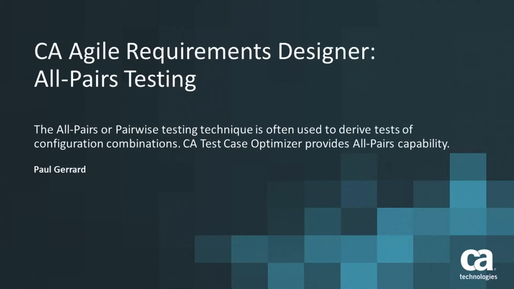Hello again. A common problem facing testers is how they test their software and systems on different architectural choices like operating systems, browsers and so on. And people have found that the all pairs or pairwise test technique is often helpful in reducing the number of combinations they need to cover. Now the CA-ARD optimizer provides all pairs capability, so in this video I'm going to explain what all pairs actually means and also demonstrate how all pairs can be used in ARD to deliver a configuration test.